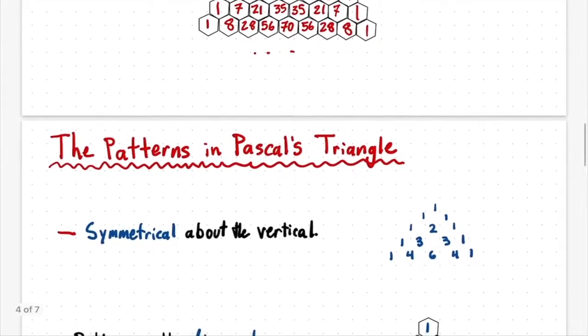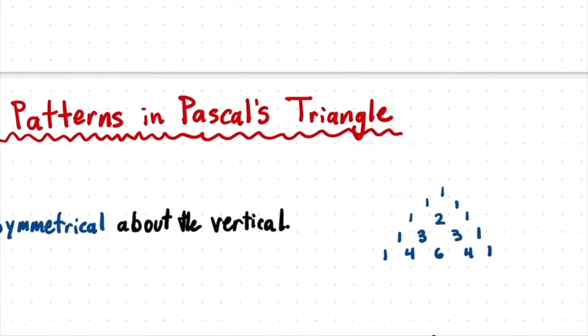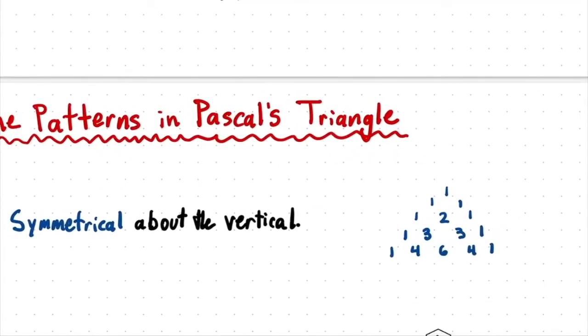The first one that you may have already noticed is that Pascal's Triangle is symmetrical about the vertical line. So what that means is, if I drew a little line right down the middle, the numbers on this side of the triangle are the same as the numbers on this side of the triangle. So you see there's a 1 here, and there's a 1 here, and then there's a 1 here and a 1 here, and then a 1 and a 3, and a 1 and a 3. They're sort of flipped, but they are symmetrical around the middle.